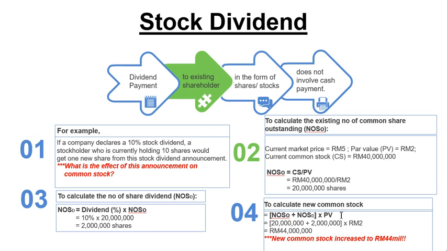New common stock is determined by taking the number of share outstanding plus number of share dividend multiplied by the par value. And number of share outstanding is 20 million, number of share dividend is 2 million, plus as multiplied by 2 ringgit. What you can see here is the new common stock is 44 million compared to existing common stock of 40 million. So in other words, stock dividend increase the common stock value from 40 to 44 million.